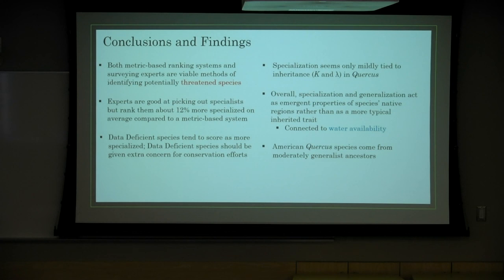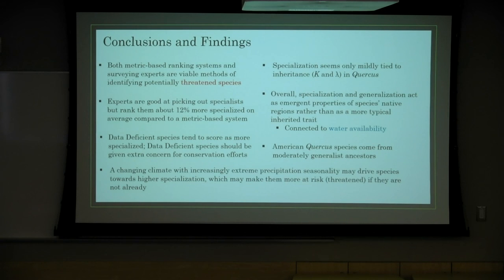Again, we think that these species overall, at least in Quercus, are coming from a moderately generalized ancestor. So it seems like some level of generalization is preserved or maybe preferred within this clade. And then the specialized species radiate off of that later.